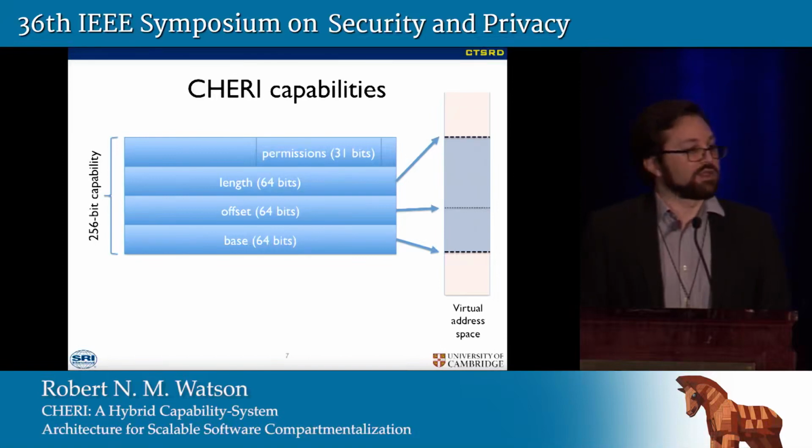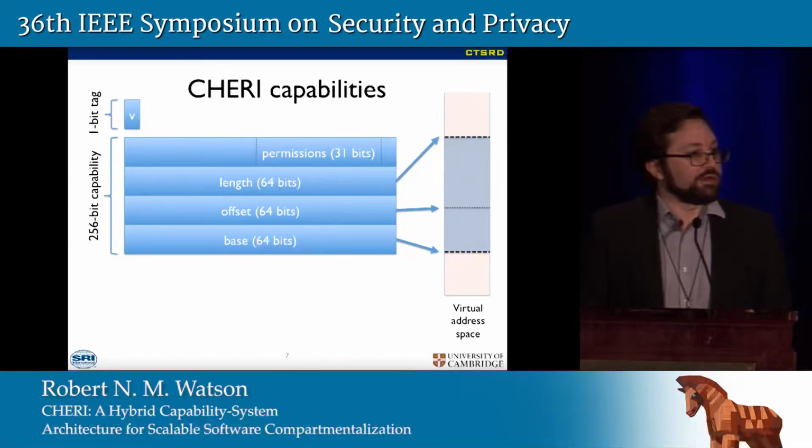And in the prior work, we've described this as a monotonic model, which is to say you are able to take a capability and reduce the things it refers to, but you're not able to expand them. You can rederive capabilities from another capability with more rights, but you can't simply take a capability and expand it. And this is sufficient for us to start building strong compartmentalization on top.